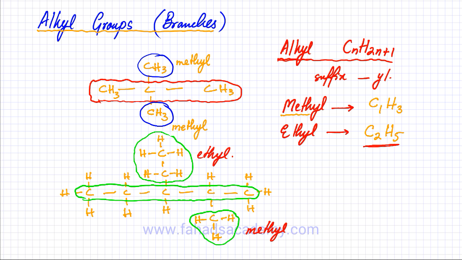Similarly, if you look at this branch, it has one carbon atom and it's a methyl group, which means that it contains 3 hydrogen atoms. So it's going to be C1H3. So this is a methyl branch. So remember how to name branches, especially if the branches are carbon branches. They would be called alkyl groups, and this is how you're going to name those alkyl groups.